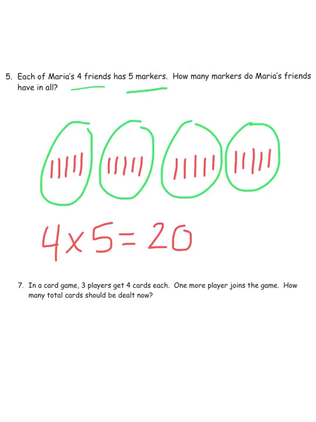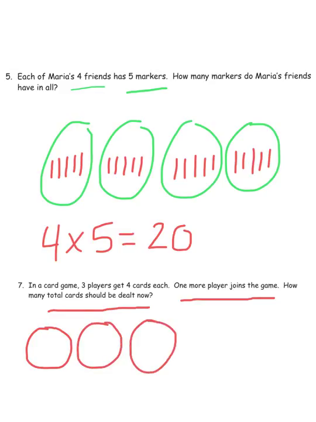In our second problem here, it says, in a card game, 3 players get 4 cards each. 1 more player joins the game. How many total cards should be dealt now? So this is a little bit tricky. First, we're going to start off with our 3 original groups. 1, 2, 3. So that would be 3 times 4.